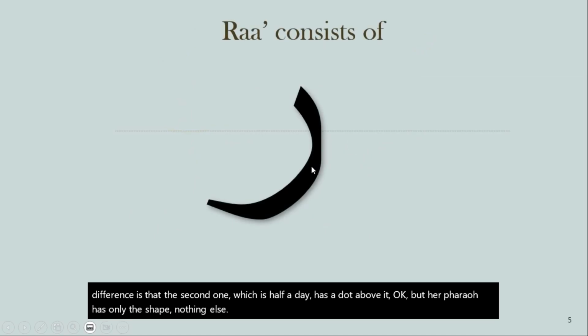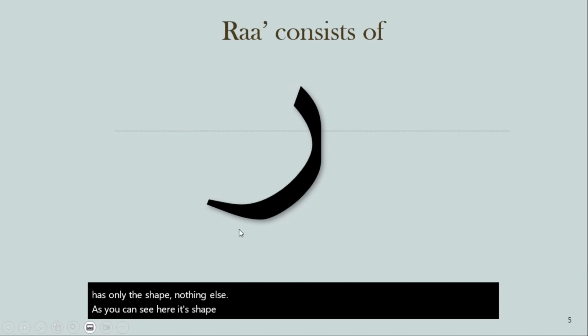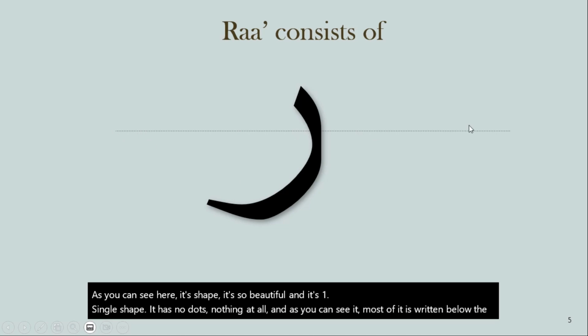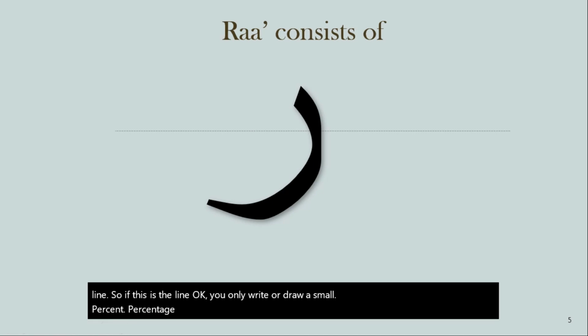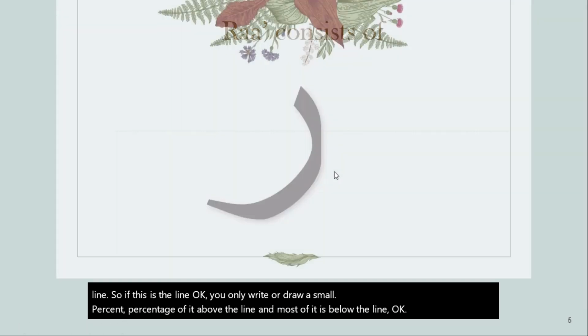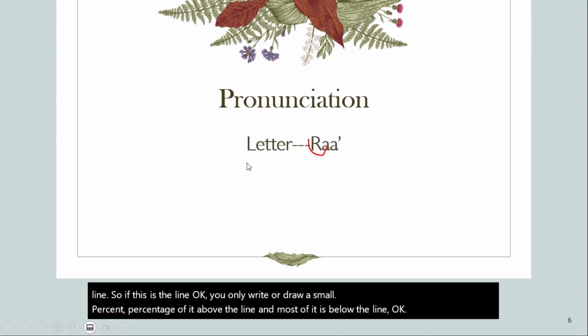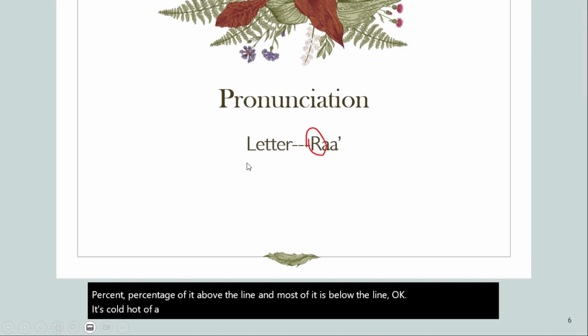As you can see here, its shape is so beautiful, and it's one single shape. It has no dots, nothing at all. And as you can see, most of it is written below the line. So if this is the line, you only write or draw a small percentage of it above the line, and most of it is below the line. It's called حرف الراء, letter ra.